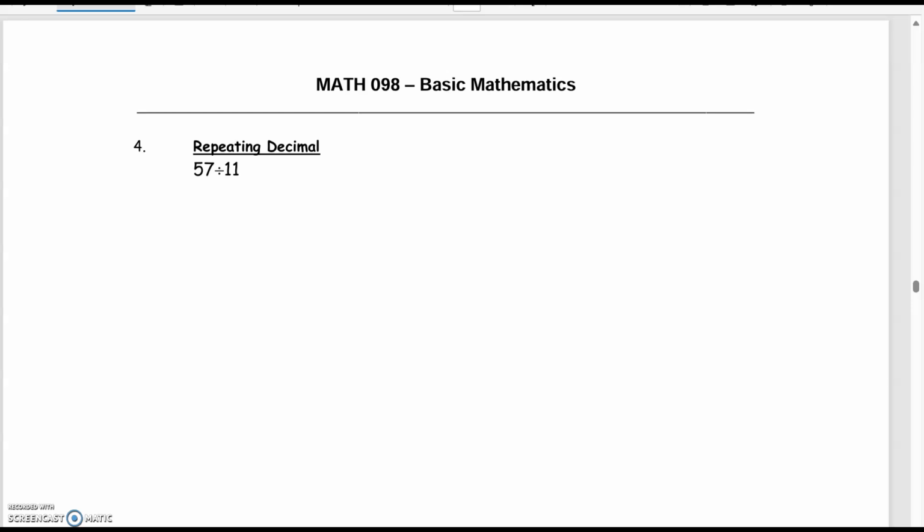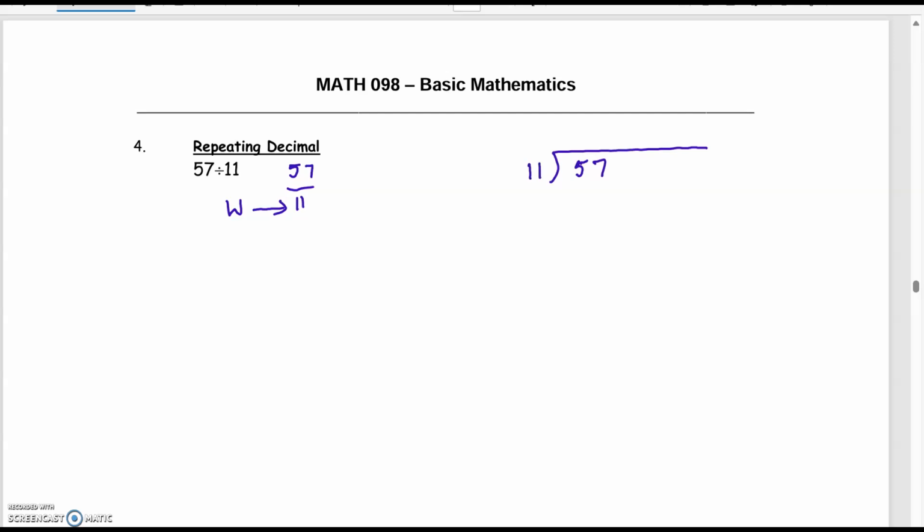So let's try this decimal division problem. So what are we doing here? We start with 57 and divide it by 11. Make sure this is a whole number, no decimals. If it is a whole number, we can proceed with the division.